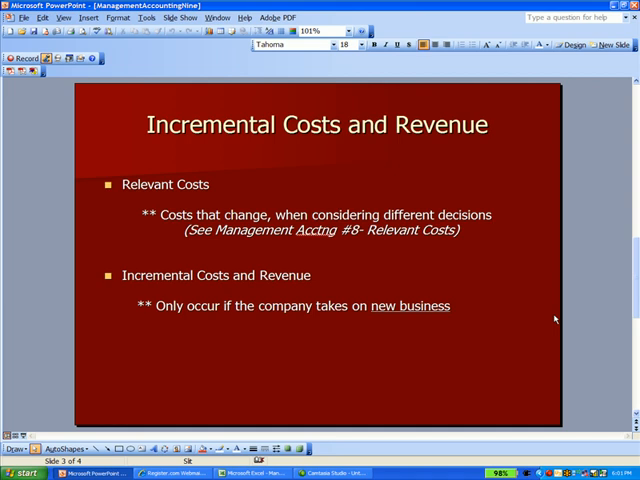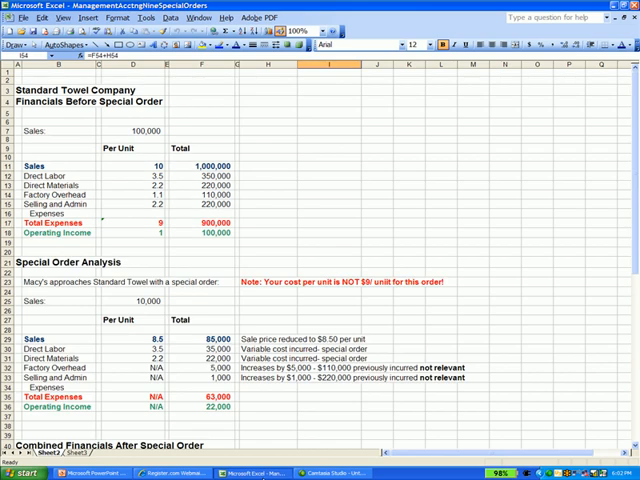I want to talk about a new term, incremental cost and revenue. We'll start going in that direction by talking about a term we saw before in Management Accounting 8, relevant costs, costs that matter. Another way of saying that is costs that change when considering among different decisions. Those are relevant, those are important. That takes us into incremental cost and revenue. These costs and the revenue only occur if the company takes on new business. So let's go to an example here.